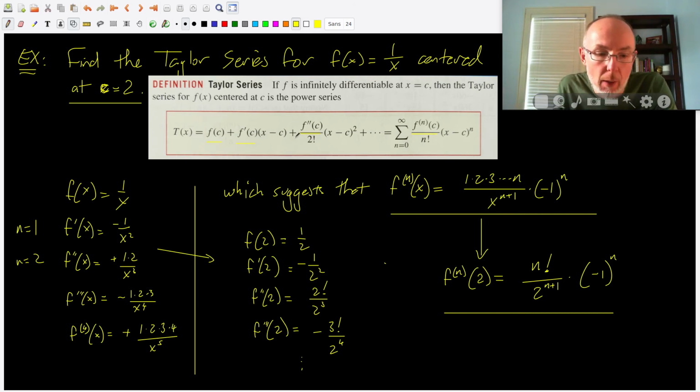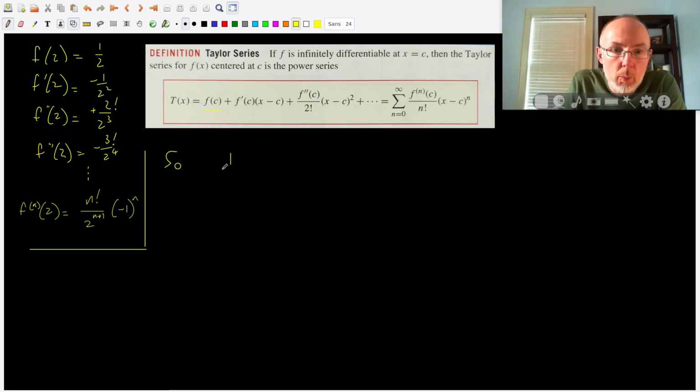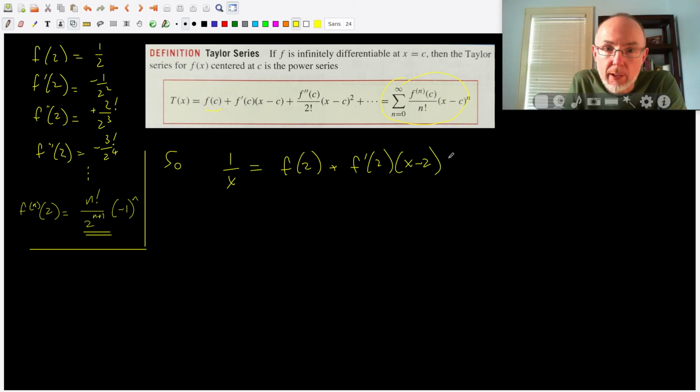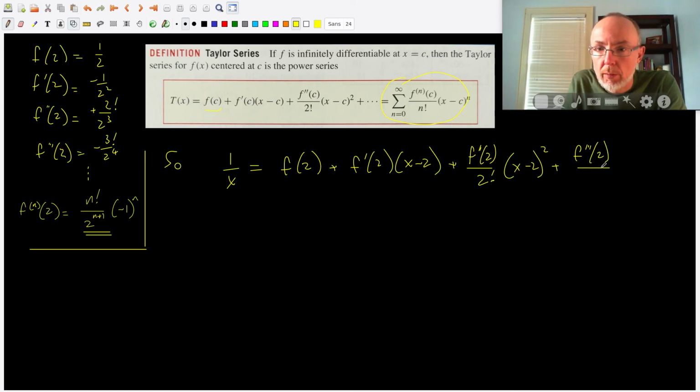So let's write it down. Using these values, we could go straight ahead and write down this general term because we've got the coefficient there. But let's write it out just to get a feel for what's happening. This is f of 2 plus f prime at 2, x minus 2, because the center is 2 here, plus the second derivative at 2 divided by 2 factorial, x minus 2 all squared, and then the third derivative, let me just write that out, at 2 divided by 3 factorial, x minus 2 cubed, and then so on.